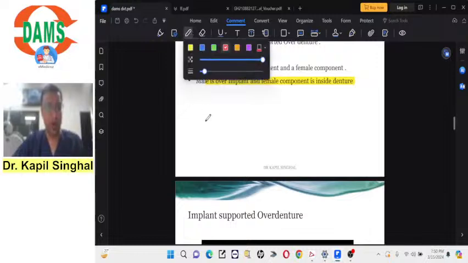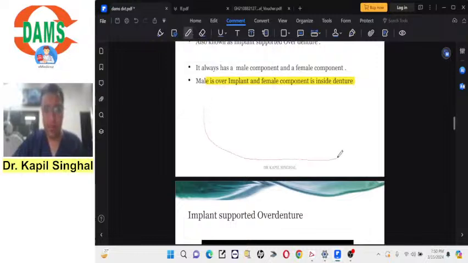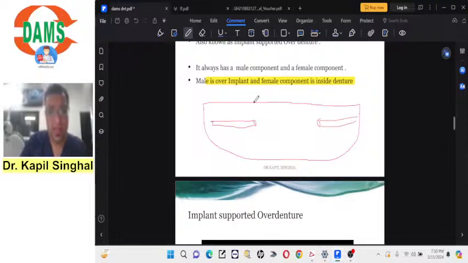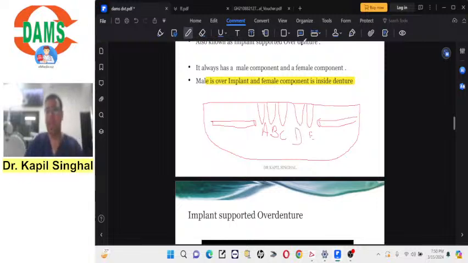Okay, so overdenture. So now suppose this is our mandible. Okay, this is my mental nerve, and this is my inferior alveolar nerve. So Misch said there are 5 positions for overdenture: A, B, C, D, and E. So what are the 5 positions? A to E. B is this. This is C, and this is D. A, B, C, D, and E.